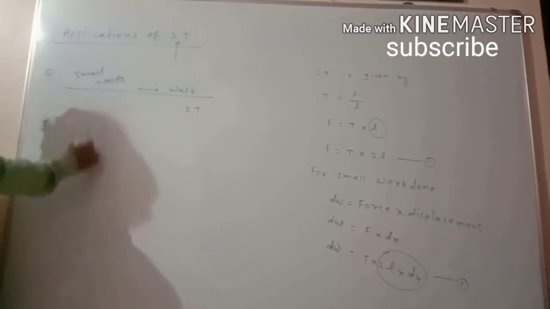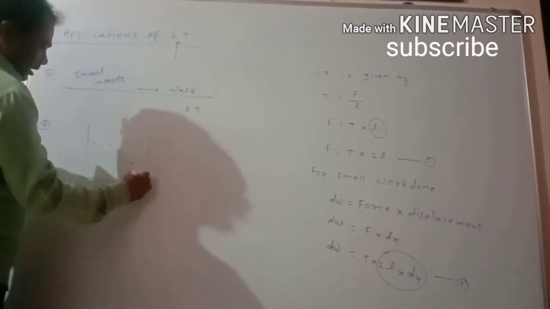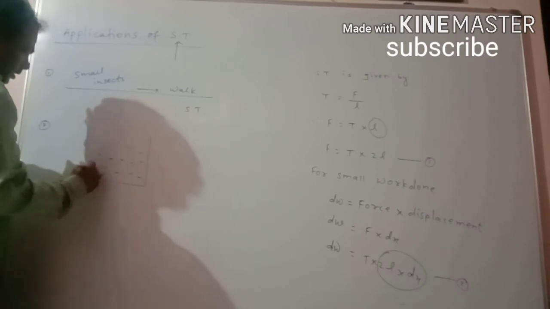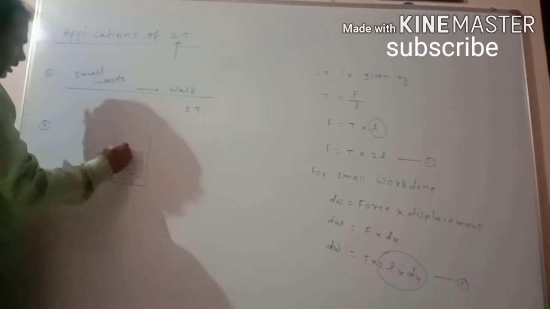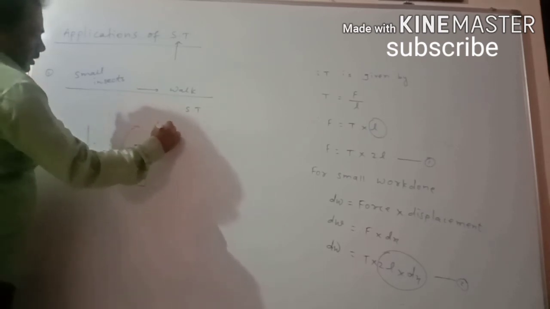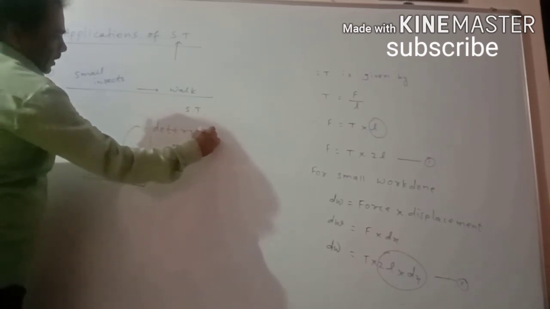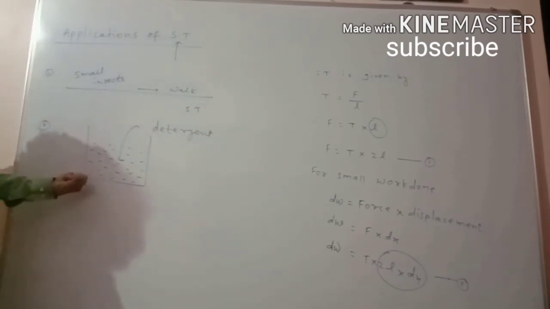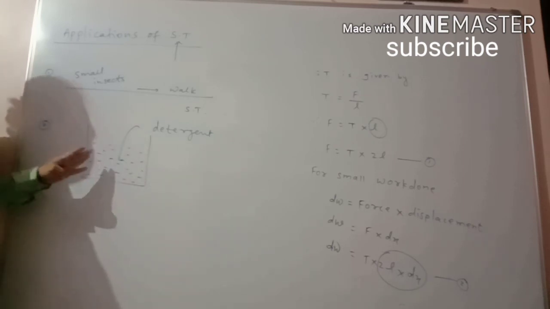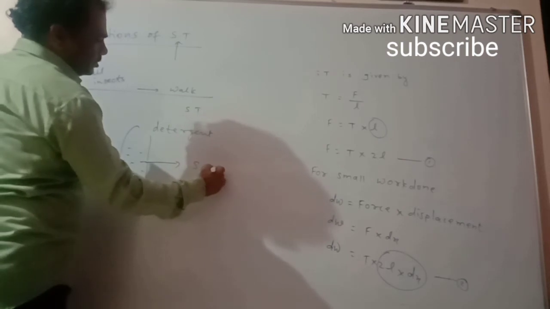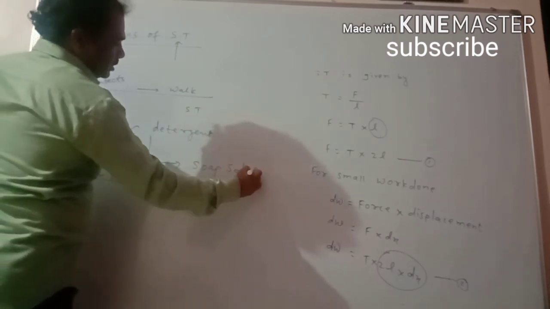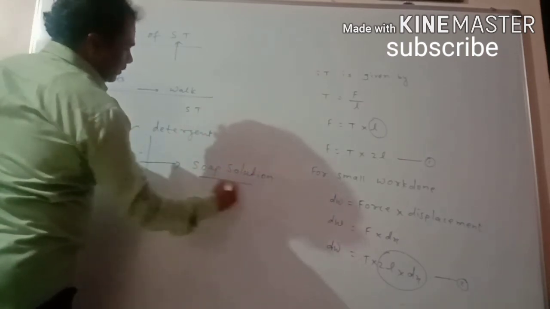Now if you add some detergent, any detergent like Wheel or Ariel, into the water, what happens? The surface tension of water decreases. Always remember the surface tension of soap solutions. If you add detergent into the water, it becomes a soap solution. So the surface tension of these soap solutions is always minimum.